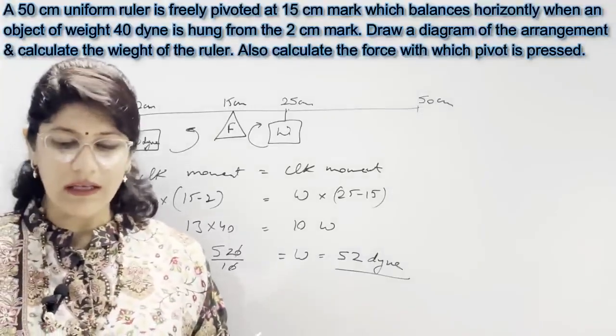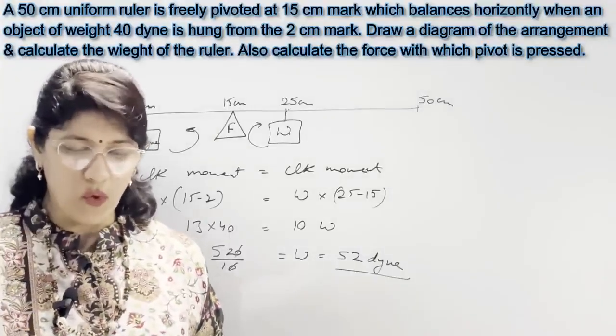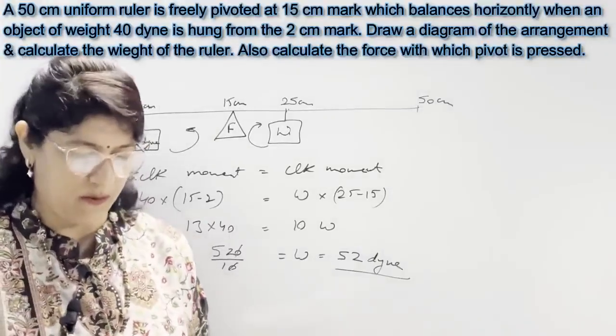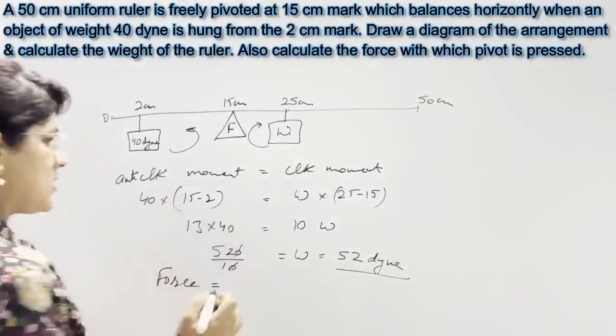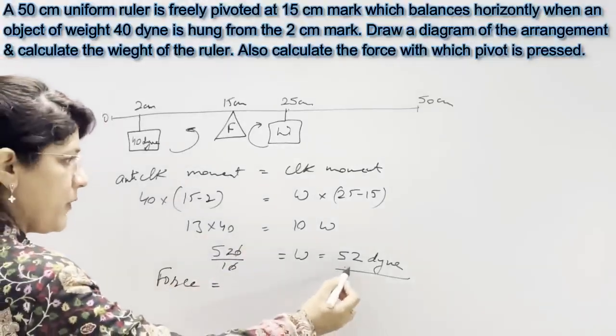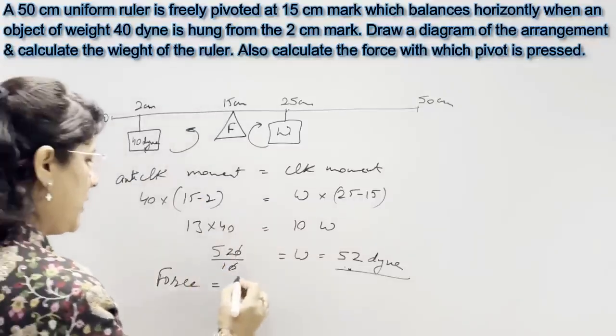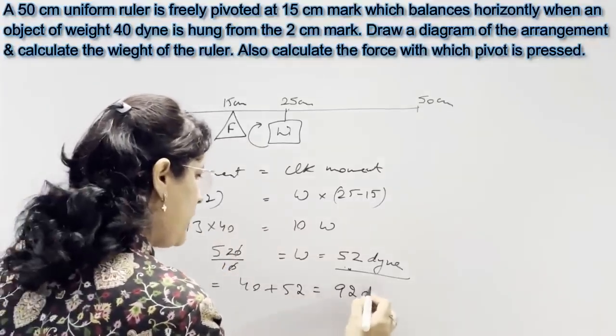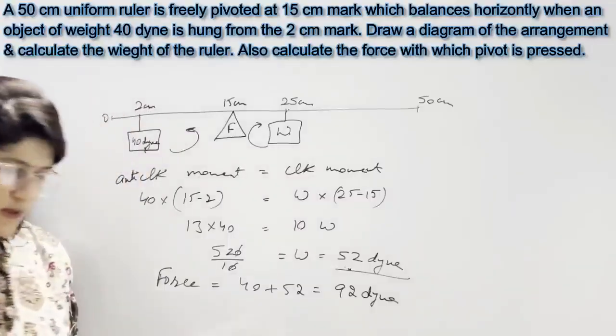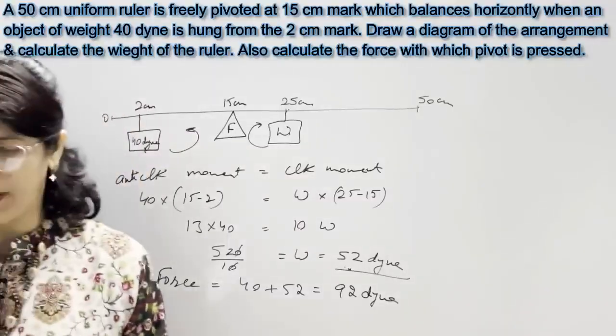Now further they have asked to also calculate the force with which the pivot is pressed. So the total force with which the pivot is pressed is equal to this 52 Dyne and this 40 Dyne. It means 40 plus 52, which means 92 Dyne is the force which is present at the pivot point.